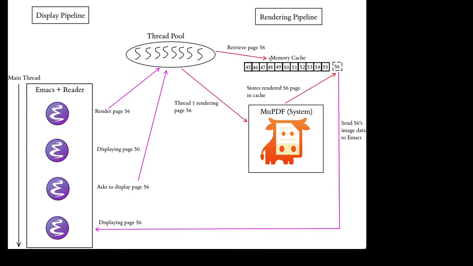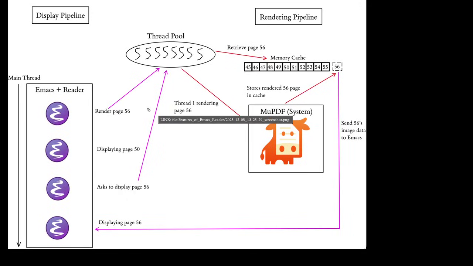Now when I want to retrieve anything from this cache, let's say I have cached from 45 to 55. So what happens is that when you're at page 50, you always have a cache that's n plus 5 and n minus 5. So you have a cache of 5 pages forward and 5 pages backward. But let's say I want to go to page 56. So I will ask in Emacs to render page 56.